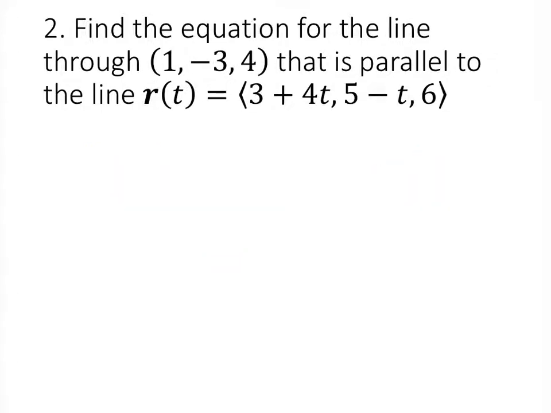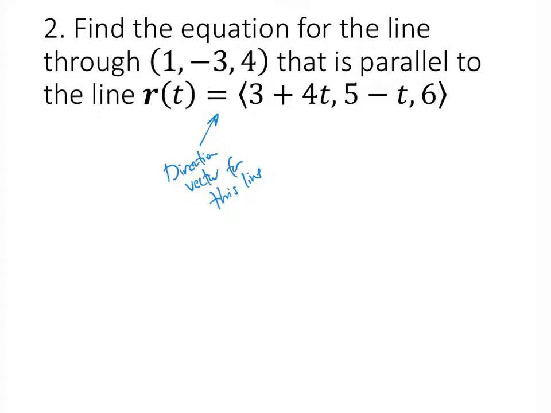As we saw in the first problem, what we really want to easily find the equation for a line is a point and a vector that indicates the direction of the line. And we're not quite given that here. We're given a point, that's good, but we're not given the direction specifically. We're told that the line is parallel to the line 3 plus 4t, 5 minus t, and 6. And so if we can find the direction vector for this line, then that direction vector will be the same as the direction vector that we're looking for.